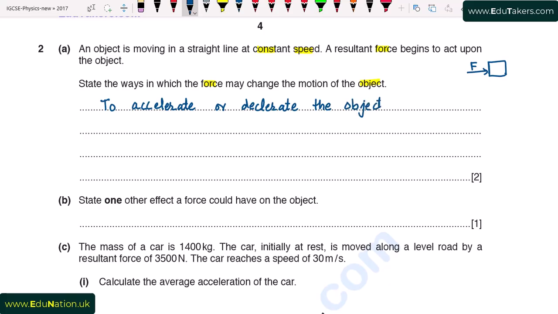So when the acceleration of the object changes, then according to the definition of acceleration, that is change in velocity over time, there will be a change in speed of the moving object. So we can simply say that when a force acts on a body, the speed of the moving object changes. So I write here: force changes the speed of moving object.